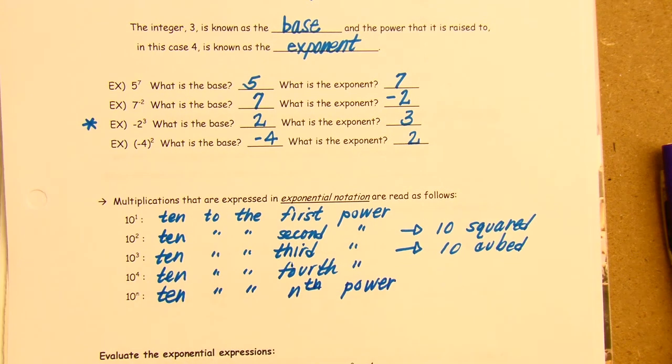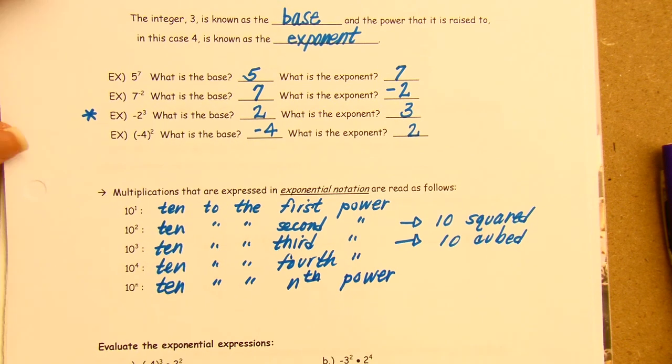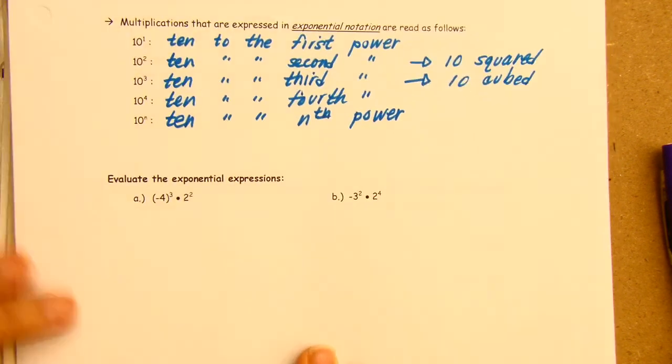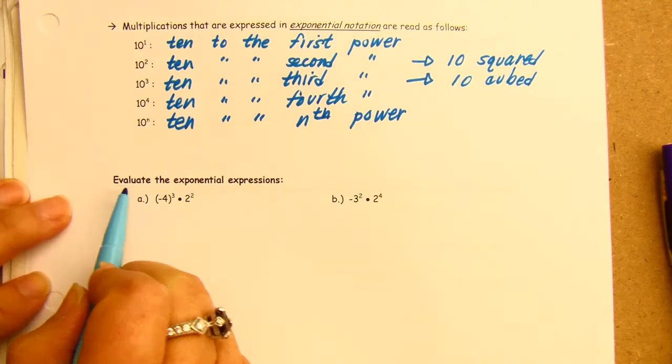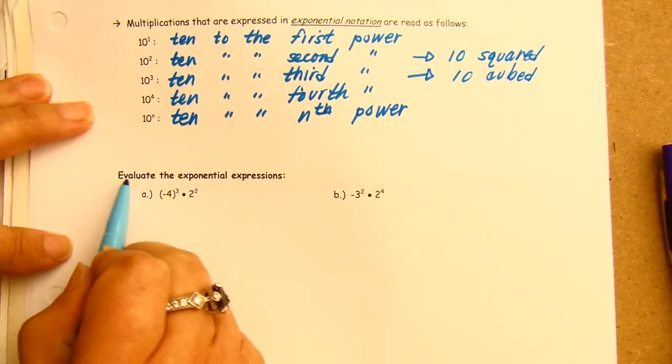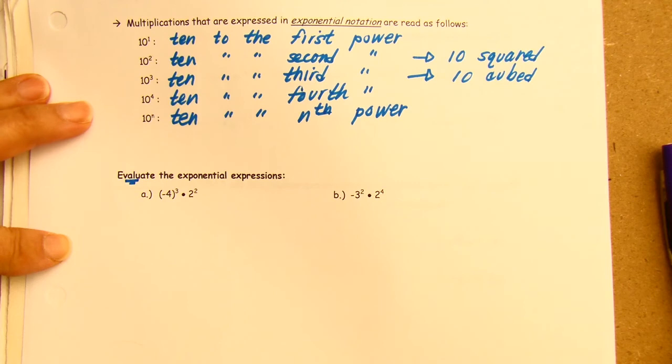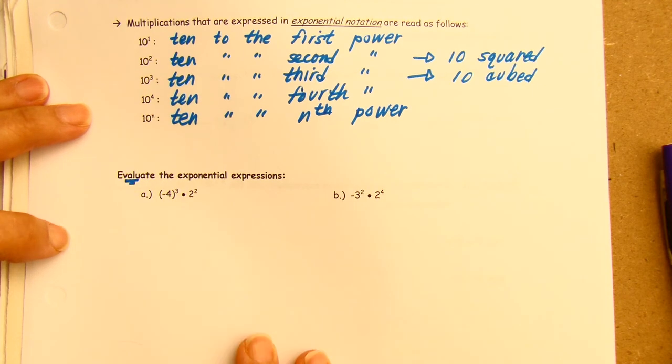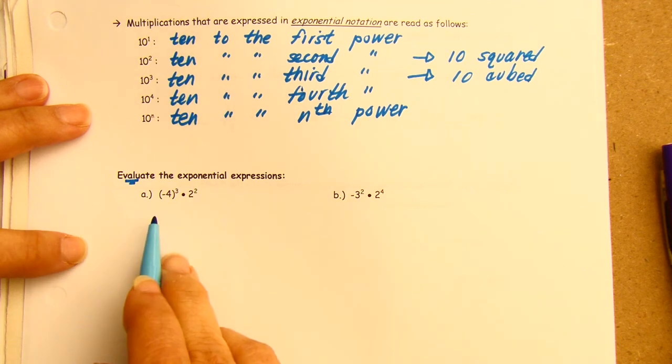Pretty simple, pretty straightforward. All right, what's next? Evaluate. Look at the base word in evaluate. It's value. We're trying to find the value here now. Evaluate the exponential expressions. Now you have to be cognizant of the fact whether or not a negative is included in raising to that power or not.